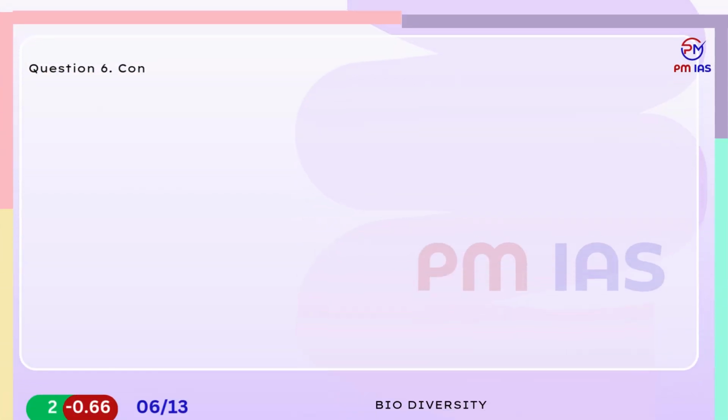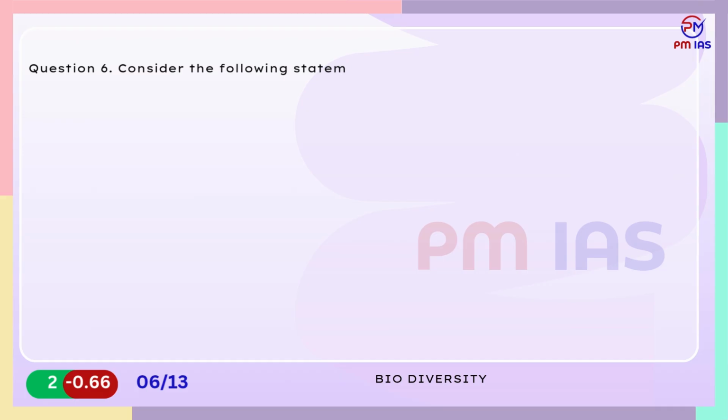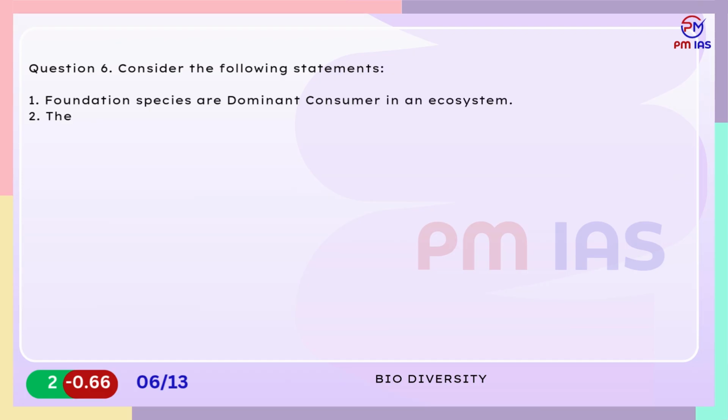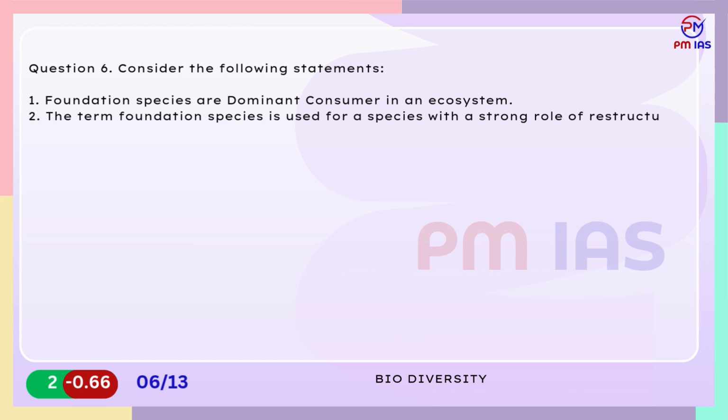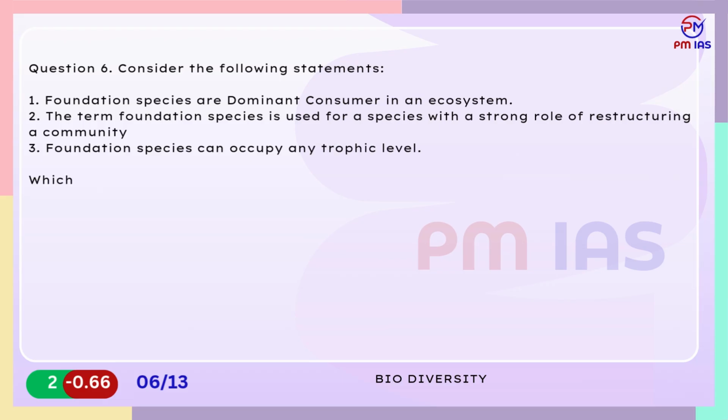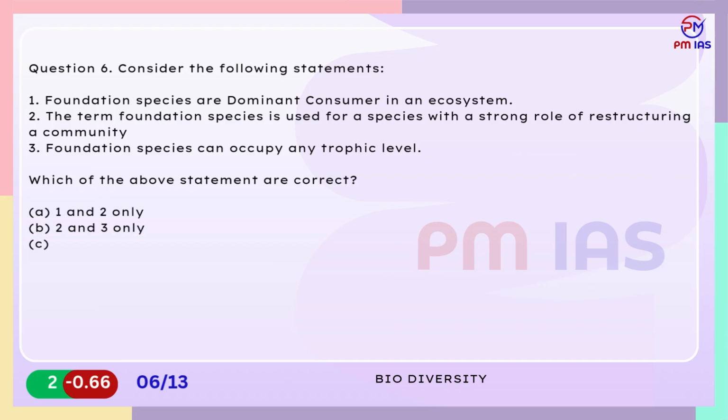Question 6. Consider the following statements. 1. Foundation species are dominant consumers in an ecosystem. 2. The term foundation species is used for a species with a strong role of restructuring a community. 3. Foundation species can occupy any trophic level. Which of the above statements are correct? A. 1 and 2 only. B. 2 and 3 only. C. 1 and 3 only. D. 1, 2 and 3.